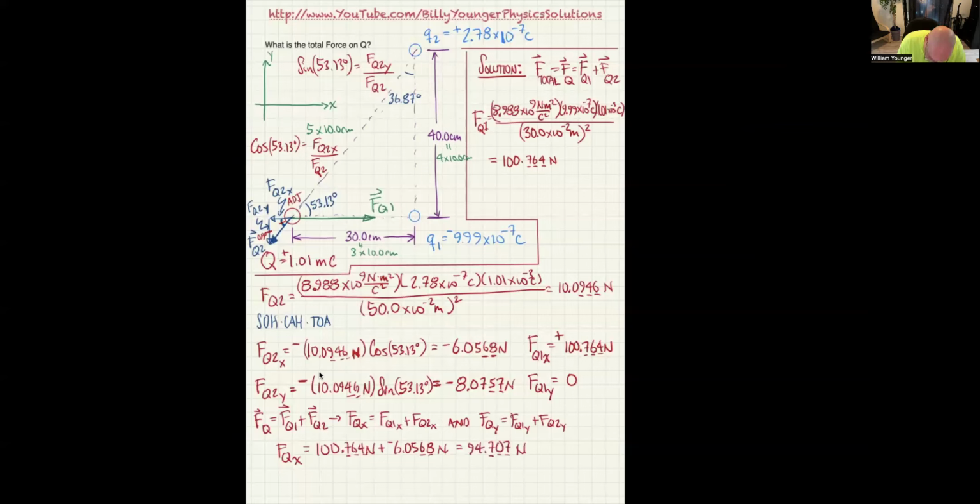Now I've got to find FQy, and of course that's FQ1y, which we know is 0. And we're going to add to it FQ2y, which is negative 8.07. So this is going to be negative 8.0757 newtons. And that's the y component of our total force.